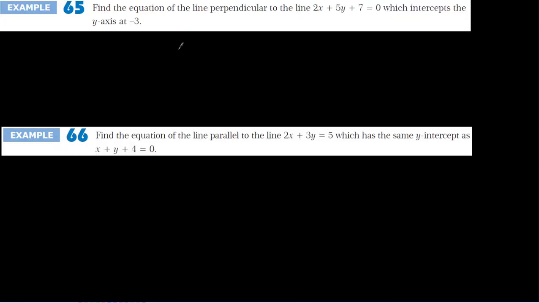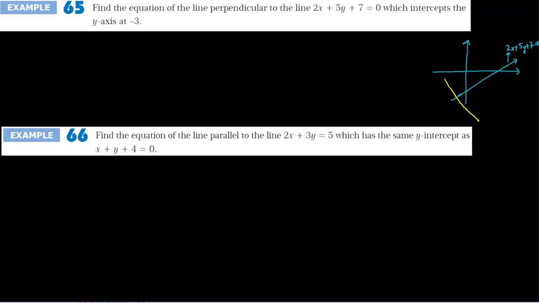Now we are going to continue with this page, and then we are going to finish our solution. Here, find the equation of the line perpendicular to this line, which has intercept with the y-axis at minus 3. If I simply draw the figure here, it has to be something like this. Let's say this is the line 2x plus 5y plus 7 is equal to 0. I need to find the equation of the line which is perpendicular to this line.